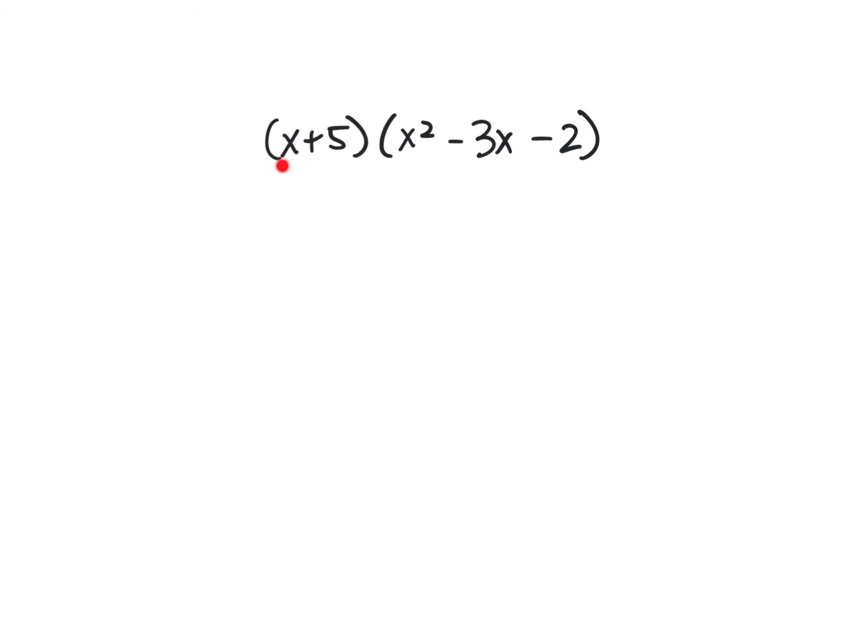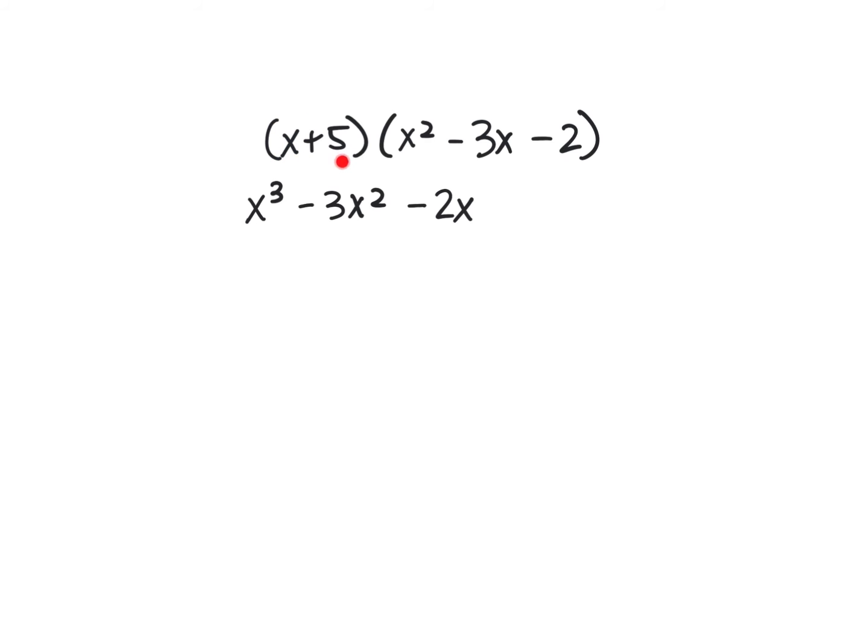We're going to multiply this binomial times this trinomial, starting with the x. x times x squared is x to the third power. Then x times negative 3x is negative 3x squared. Then x times negative 2 is negative 2x.